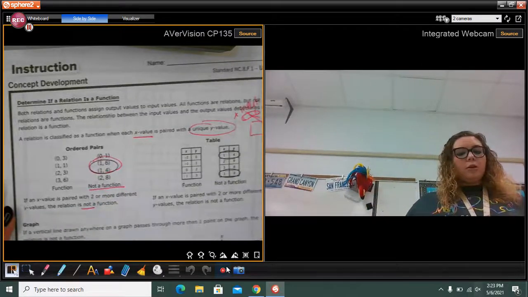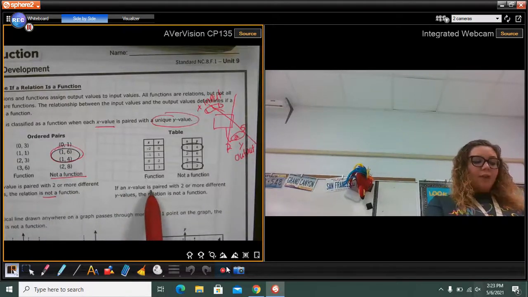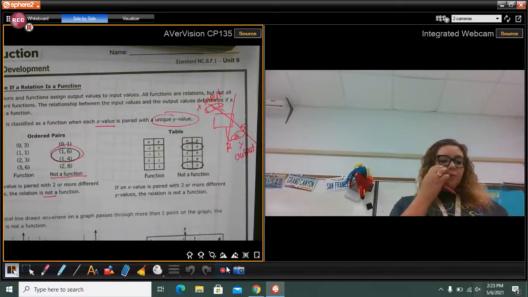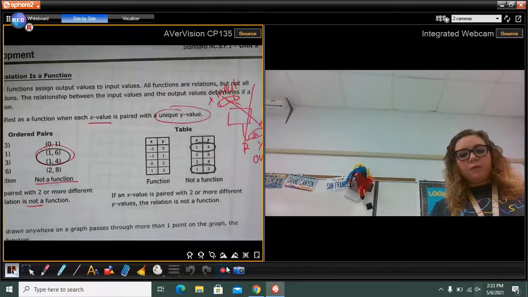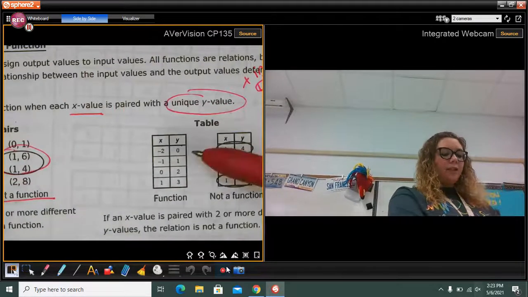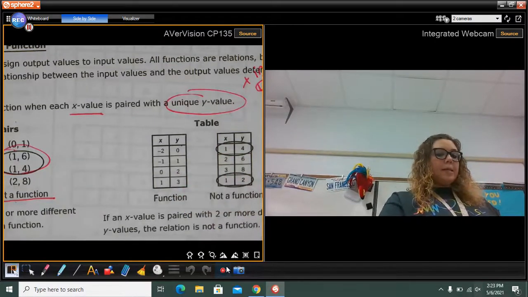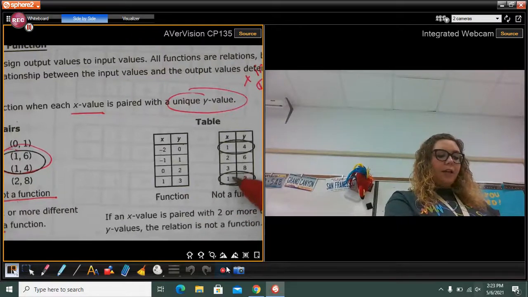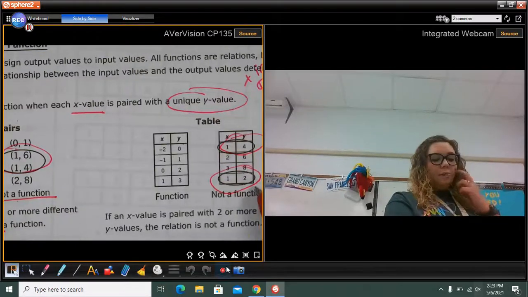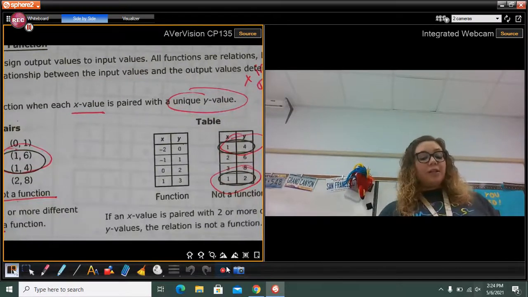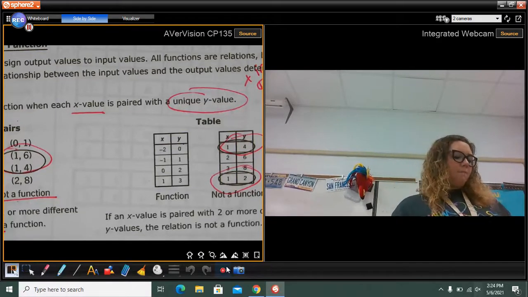Okay? You can also look at tables, the same way. If an x value is paired with two or more different y values, the relation is not a function. So when you look at this, let me zoom in. Do I have any repeating x values? I do not. So this is a function. Look over here, do I have any repeating x values? I do. I have a 1. Now look at your output. Are they different? Yes. Since your input is paired to more than one output, it is not a function.